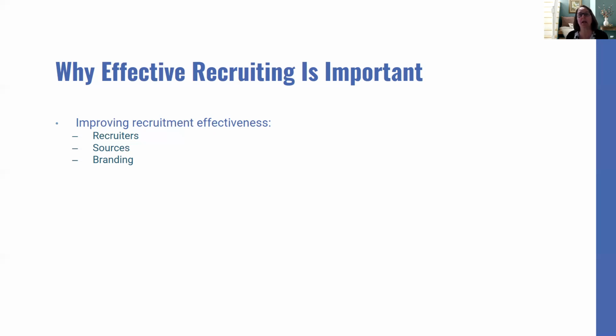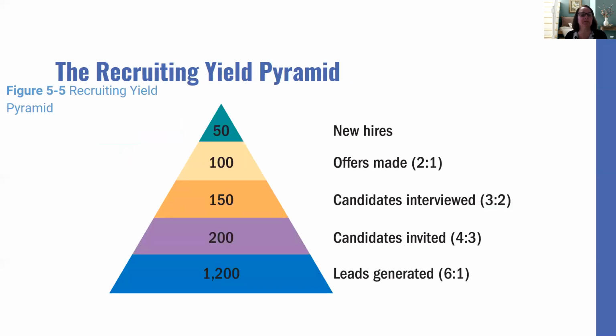We always looked at how frequently that same position got put out on the market again. So if you see the same position advertised over and over and over again, you start to wonder, is it a good company to work for? So it does hurt their brand if they have to keep posting the position over and over again. So here's an example of a recruiting yield pyramid.